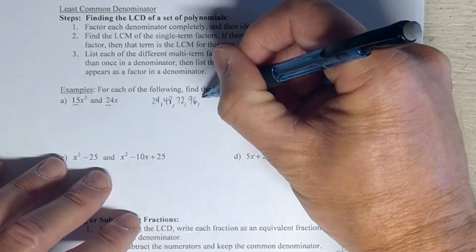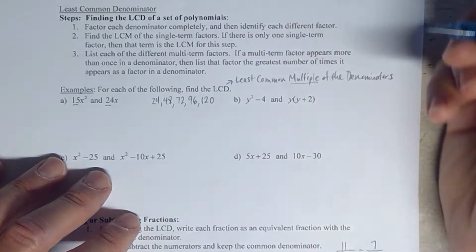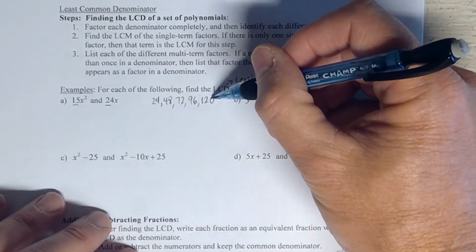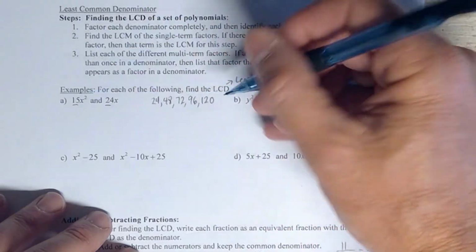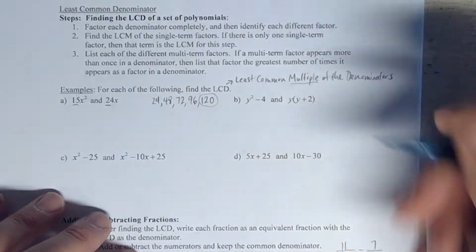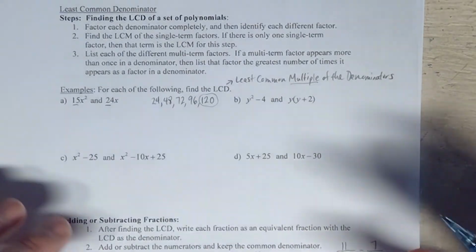However, the next multiple, 24 times 5, is 120. If you put that in your calculator, 120 divided by 15 is equal to 8, a whole number. It divides evenly, in other words.